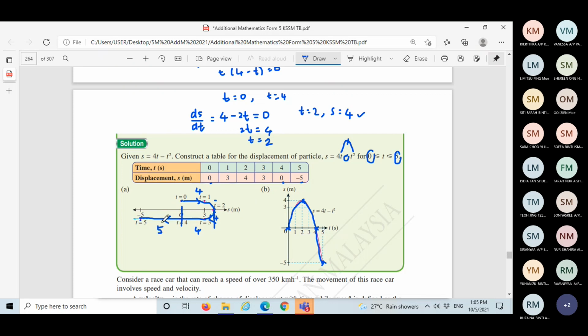You see, for distance traveled, all the negatives are not important. We don't care. So distance traveled is 4 plus 4 plus 5. So the answer is 13 meters, if the question asks for distance traveled. I hope so far still okay.